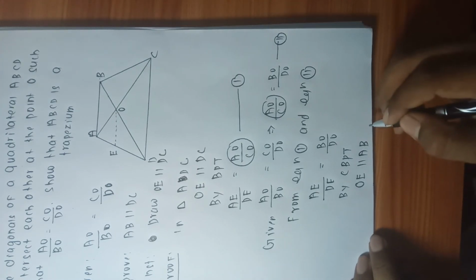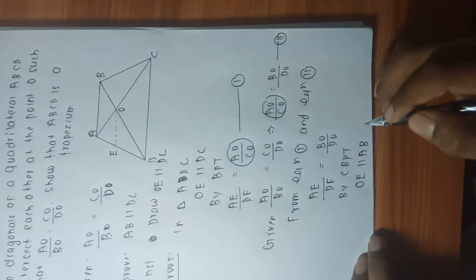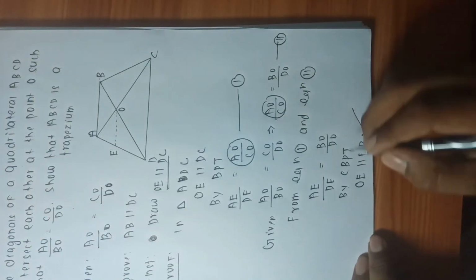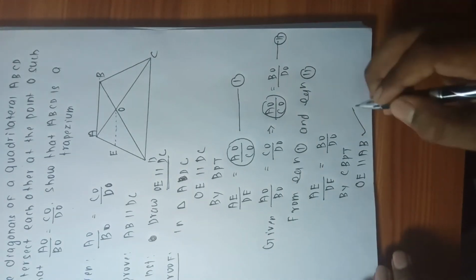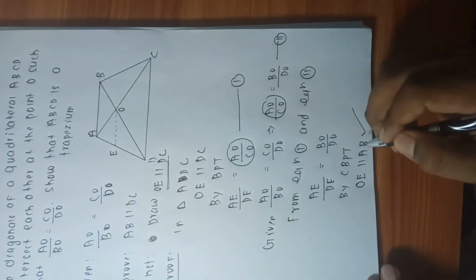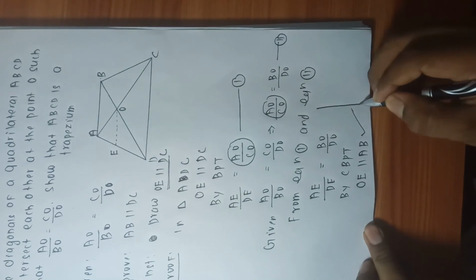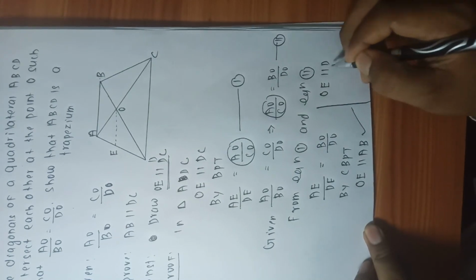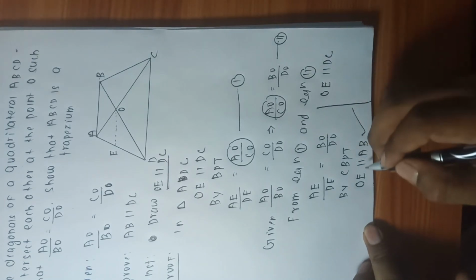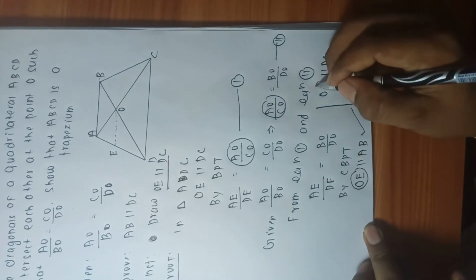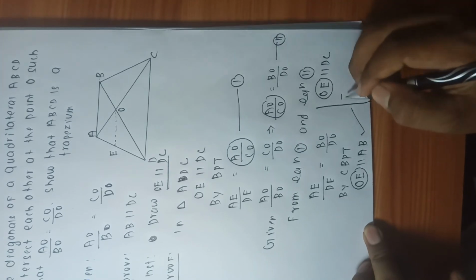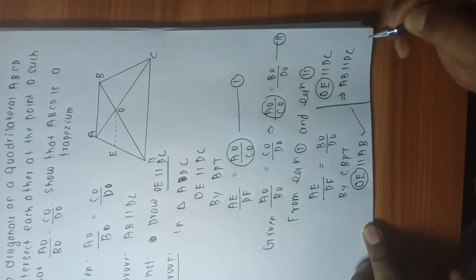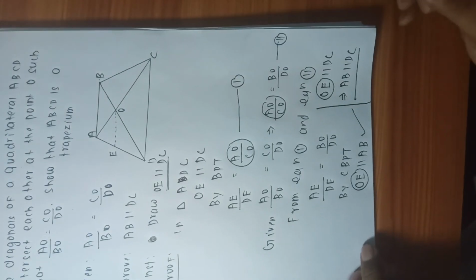You can see by construction we have OE parallel to DC. So we can write OE is parallel to AB, and OE is parallel to DC. You can observe OE is common, so we can write AB is parallel to DC, hence ABCD is a trapezium.